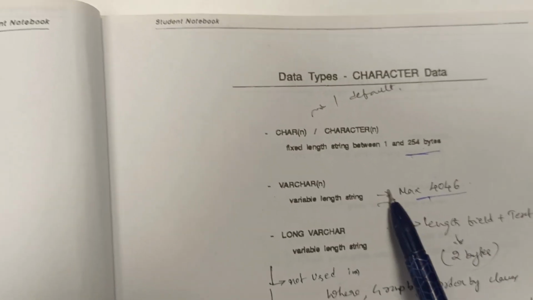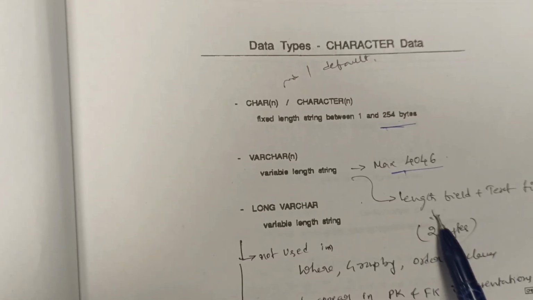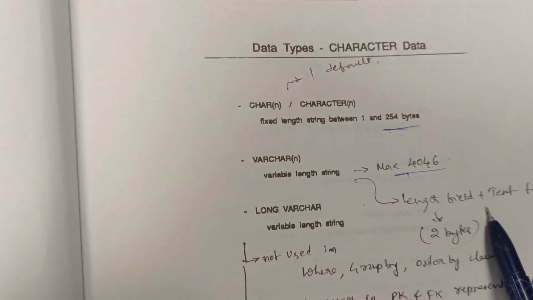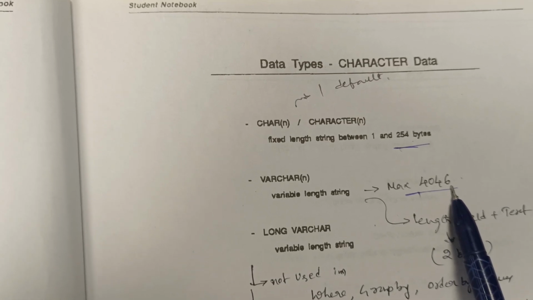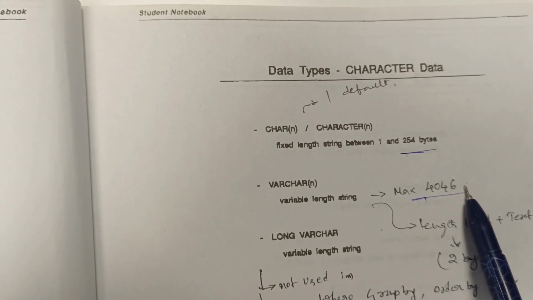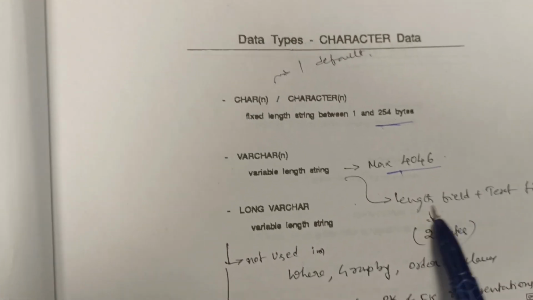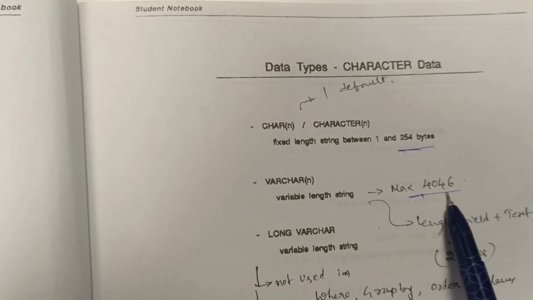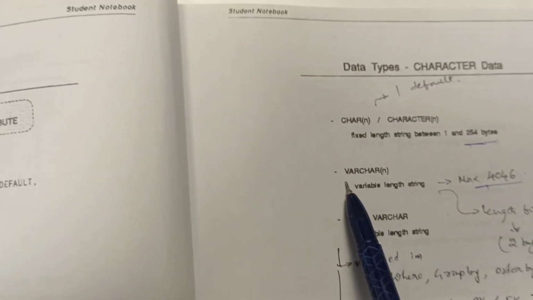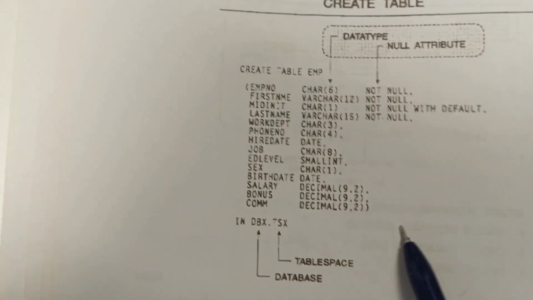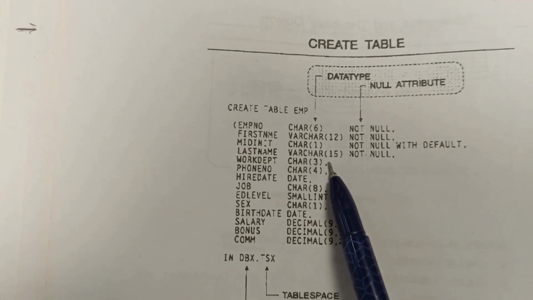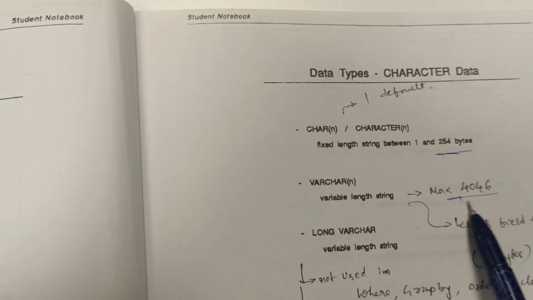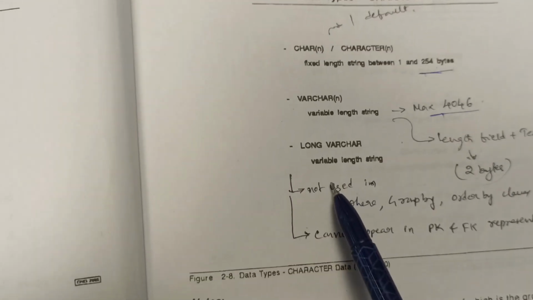Here the difference is that initially 2 bytes will store the length of the field, and then the actual text field. Means 4044 is the actual text field and 2 bytes is the length of the field. Totally it will store 4046 bytes for the varchar. Previously they mentioned a varchar field of only 15 here, but we can see up to a maximum of 4046.